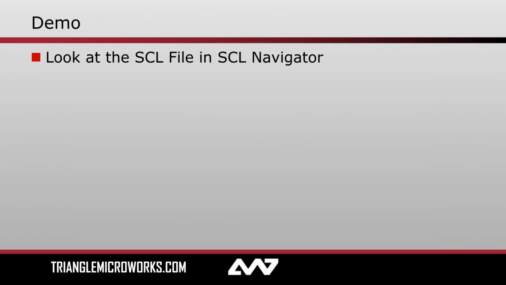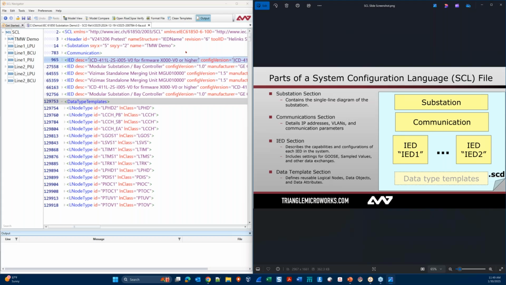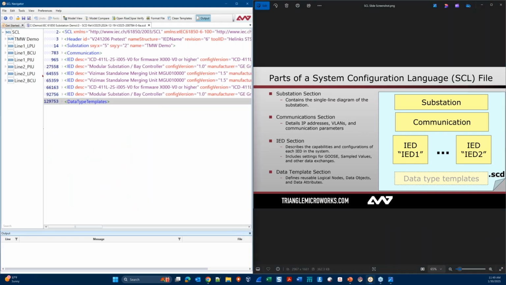And lastly, today we'll end with a quick look at SCL Navigator, so we can actually peer into an SCL file. As I said before, the output of our system engineering process is going to be an SCD, or System Configuration Description file. So we'll take a look at what that looks like. So the tool that you see over here on the left-hand side is actually going to be SCL Navigator.